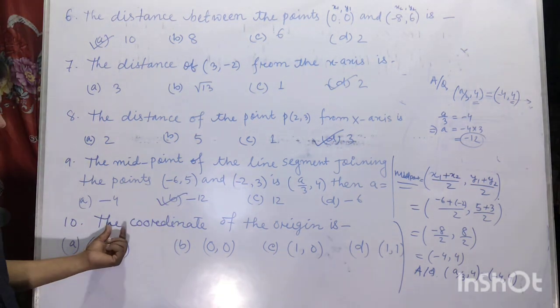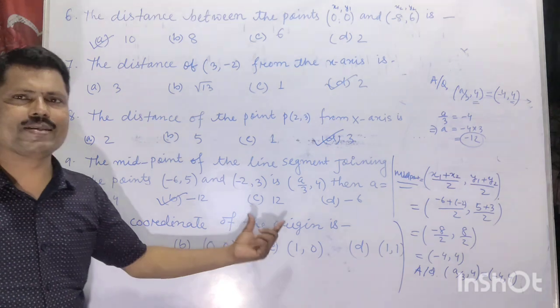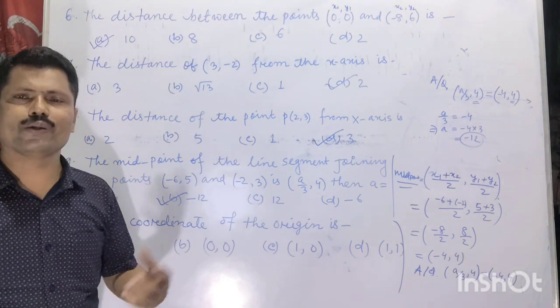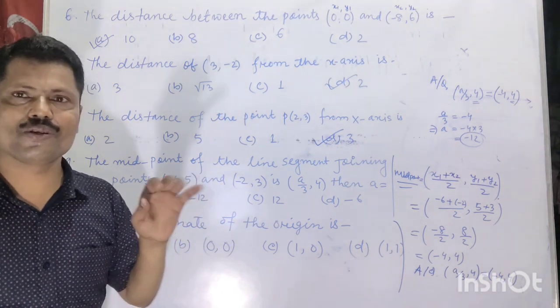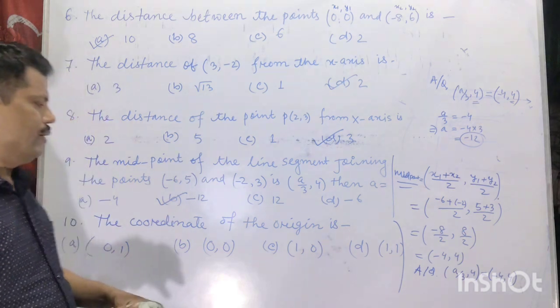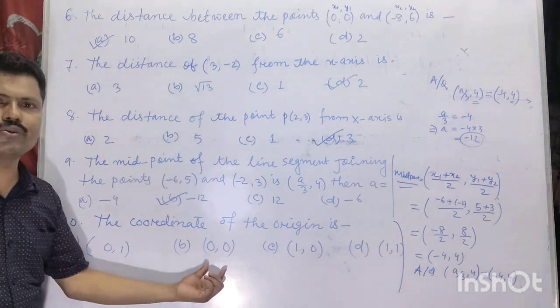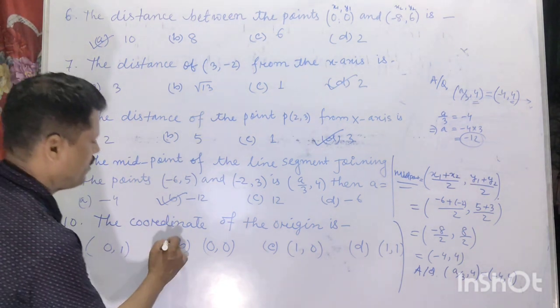Now another one is given: the coordinate of the origin. We know the coordinate of origin is 0 0. So which option has 0 0? Option B has 0 0.